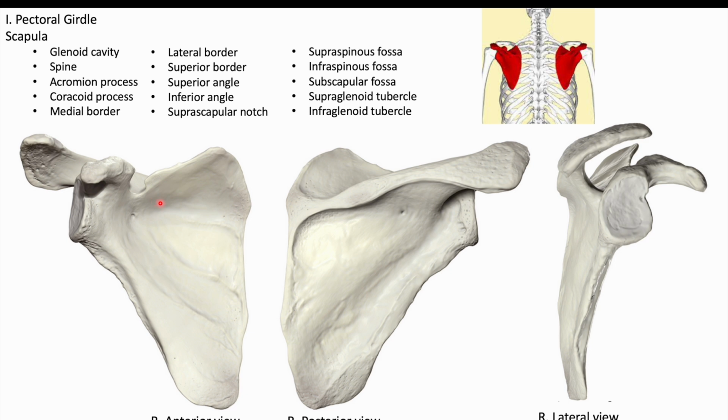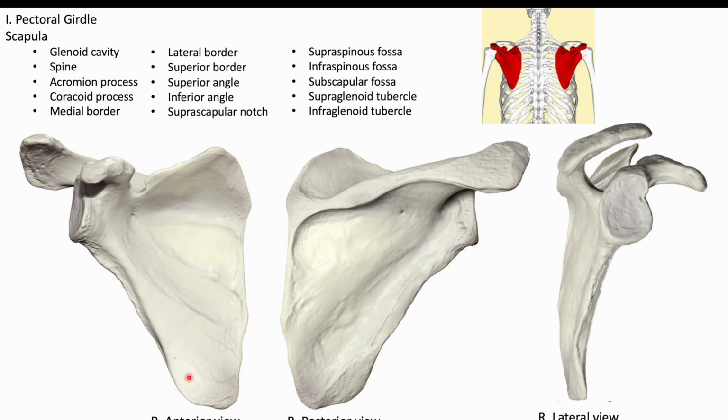Now, let's go ahead and go back to the anterior view. So in the anterior view, again, we can see the glenoid cavity, we can see the coracoid process, we can see the acromion process. Some other things that we have not seen yet is that this entire concave surface on the anterior view is where your rib is going to travel through.